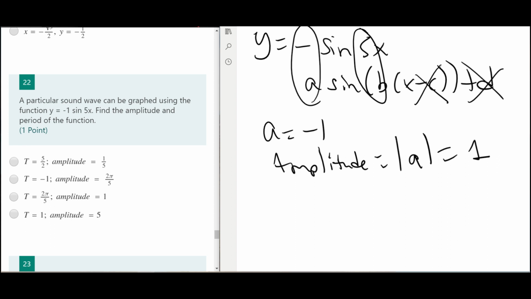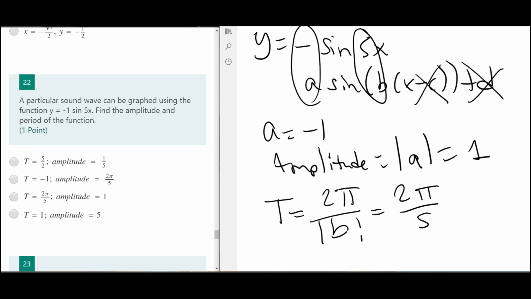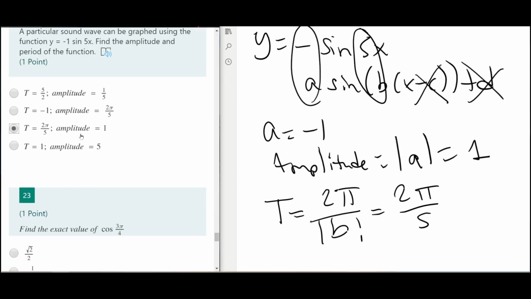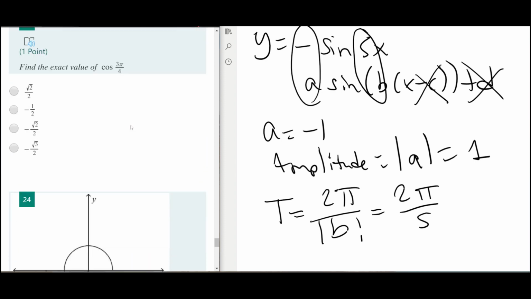Now b is clearly 5. So we're going to find the period, 2 pi over b. It's technically the absolute value of b. So if b were to be negative here, you just make it positive. So it's going to be 2 pi over 5. So that's my period, using that formula: 2 pi over 5, and the amplitude is 1. Be careful, because sometimes they might say the amplitude is -1, and it's never going to be negative. It's always going to be positive for the amplitude.